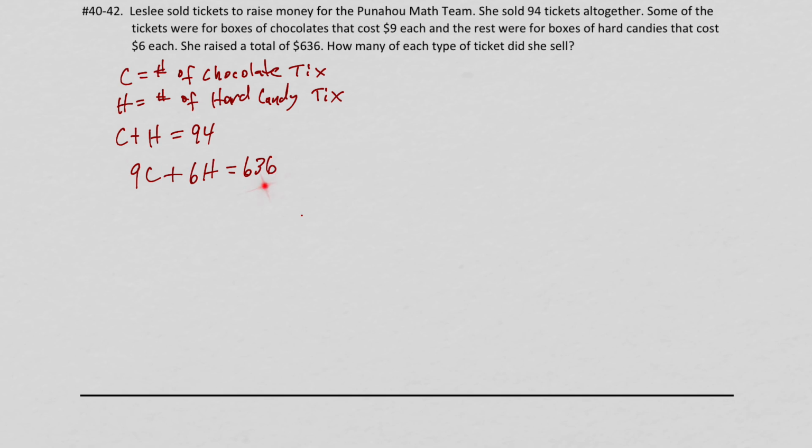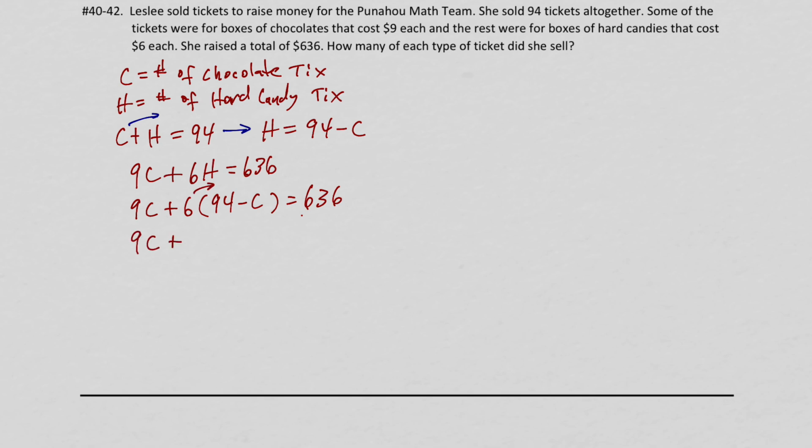And again, I'm going to solve this by substitution. I'm going to take this and solve for H or for C. Let's solve for H. So we have H is equal to 94 minus C. I get that by moving the C over to the other side. Then I'm going to take this H, which is 94 minus C, and plug it in right there. So this equation is 9C plus 6H, which is 94 minus C, is equal to 636.